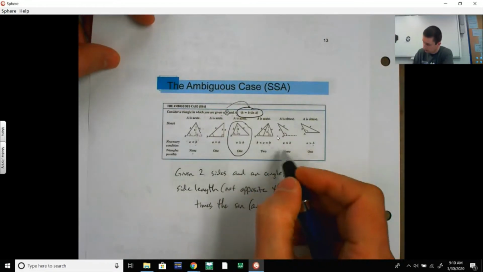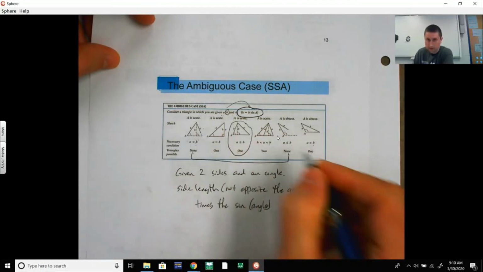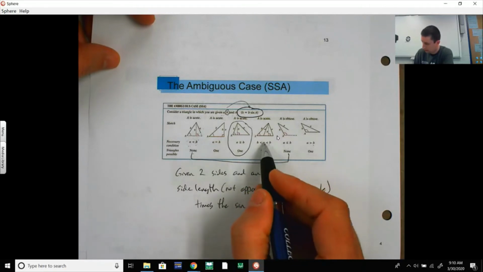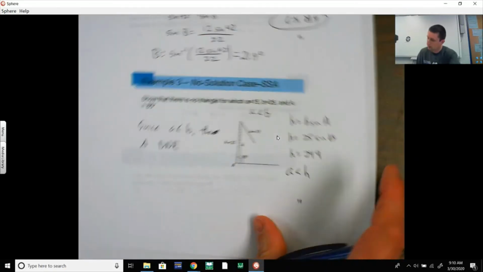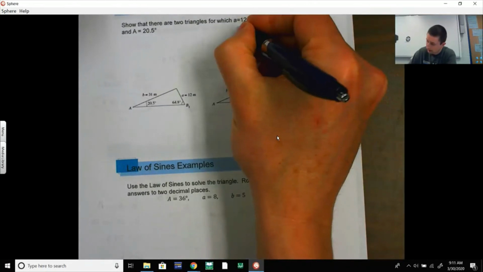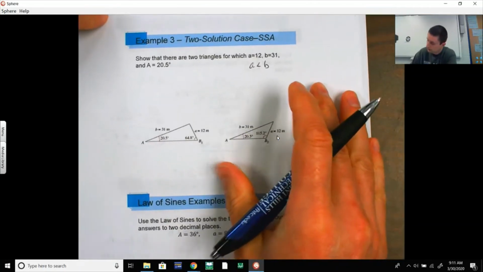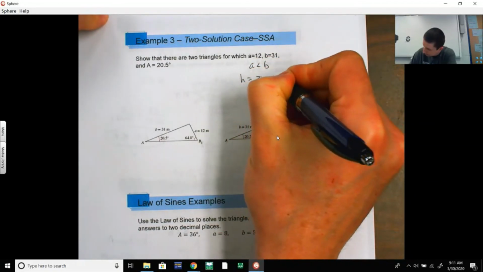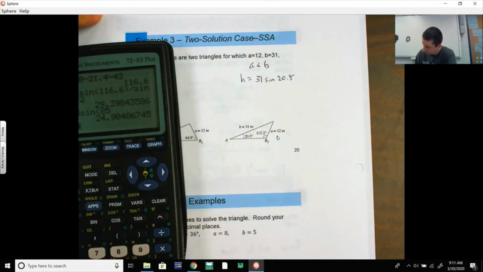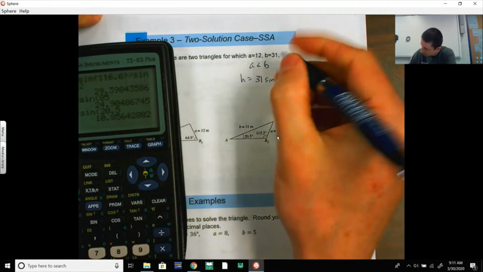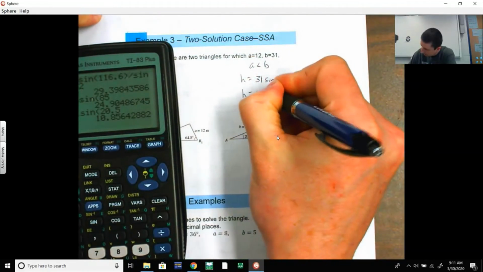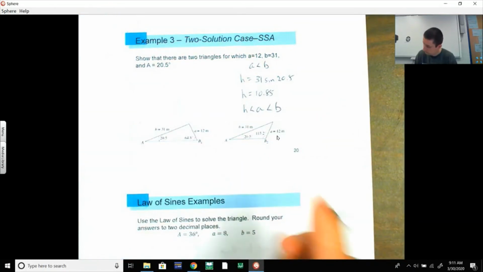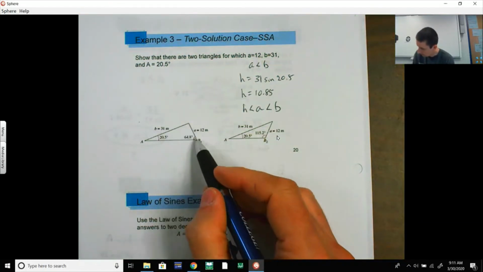So check. These two things have to be true together. a is less than h, a is less than or equal to b. This is when you have two. a is less than b, but it's greater than h. And that's what's going to show up here because a is less than b. 12 is less than 31. h is 31 times the sine of 20.5. So h is about 10.85. So h is less than a, which is less than b, so we have two cases.